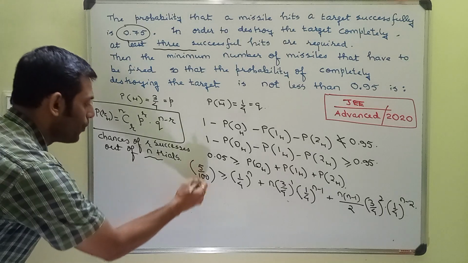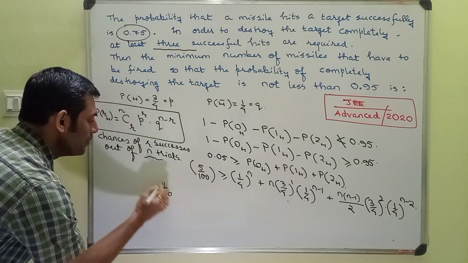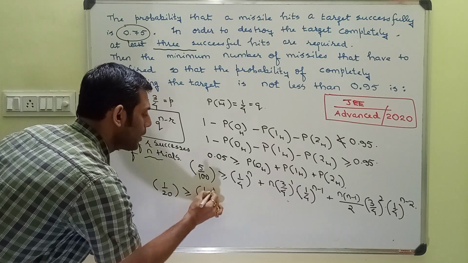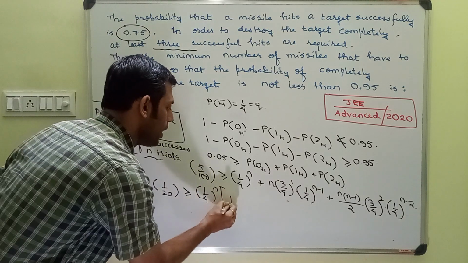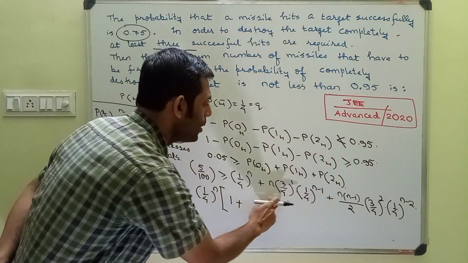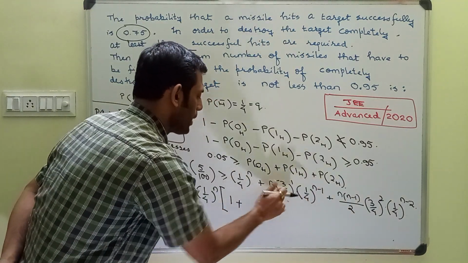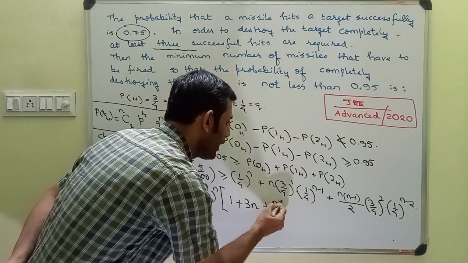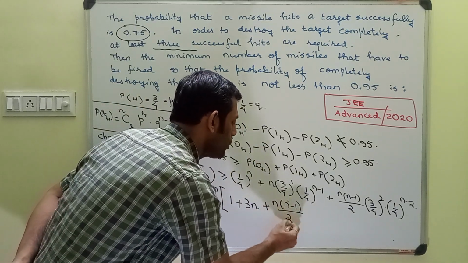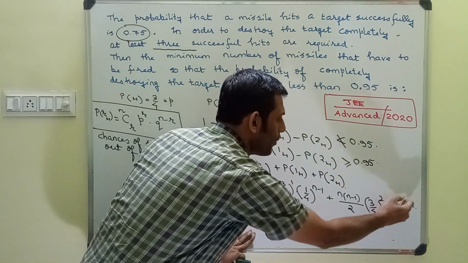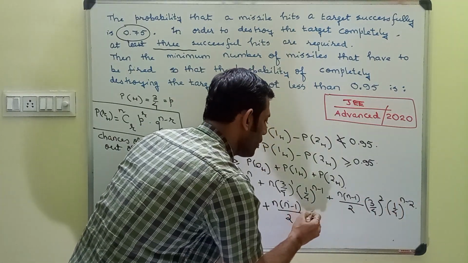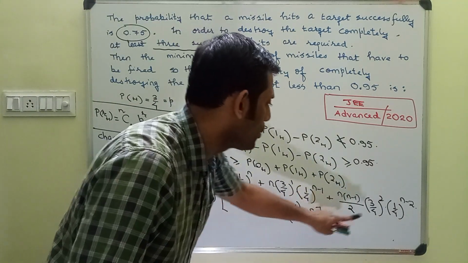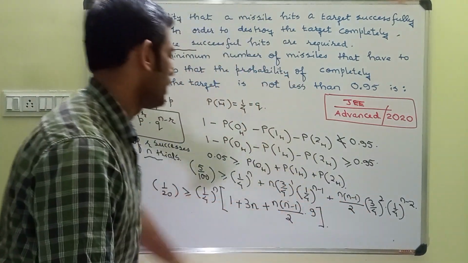So while going ahead, 1 by 20 is greater than or equal to, let's take 1 by 4 whole power n common and out, that is 1 plus, 1/4 power n leaves behind only 3n, plus n into n minus 1 by 2, 4 power n out, therefore 3 square, only 9 left. You see this, n into n minus 1 by 2, 4 power n out, and 3 square, 9 inside.